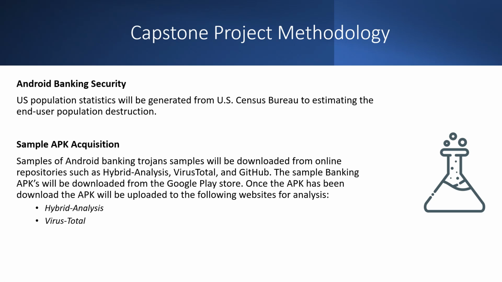Sample APK acquisition. Android banking Trojan samples will be downloaded from online sources such as Hybrid Analysis, VirusTotal, and GitHub. The sample banking APKs will be downloaded from the Google Play Store. Once the APK has been downloaded, the APK will be uploaded to the following websites for analysis: Hybrid Analysis and VirusTotal.